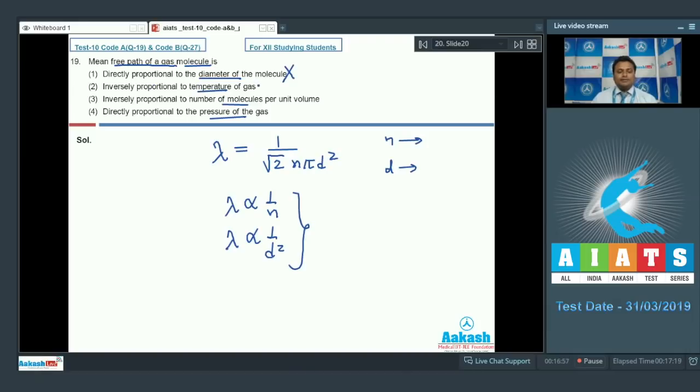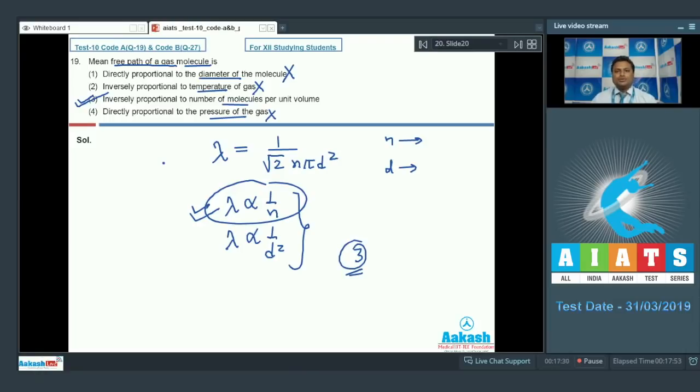Directly proportional to the diameter of molecule, which is incorrect. Inversely proportional to the temperature, there is not any term temperature mentioned, so again incorrect. Inversely proportional to the number of molecules per unit volume, yes, it is true. So option number 3 is absolutely correct. Let us check option number 4 as well. Directly proportional to the pressure of gas. No, it is also wrong. So that's why we can say that option number 3 is absolutely correct. So we will go with option number 3.